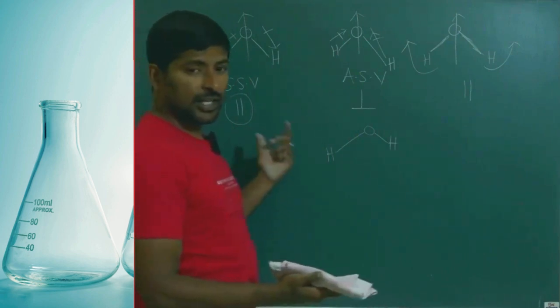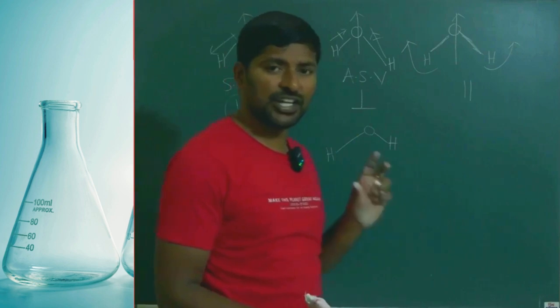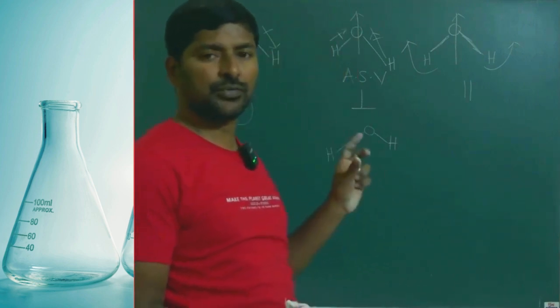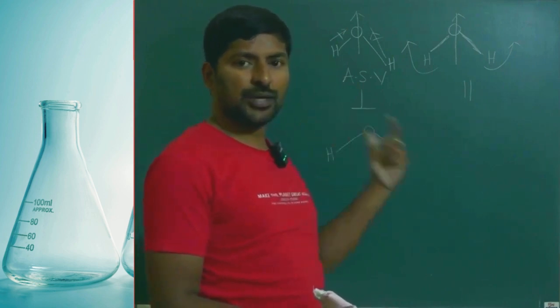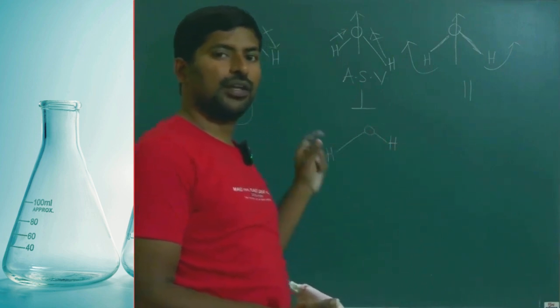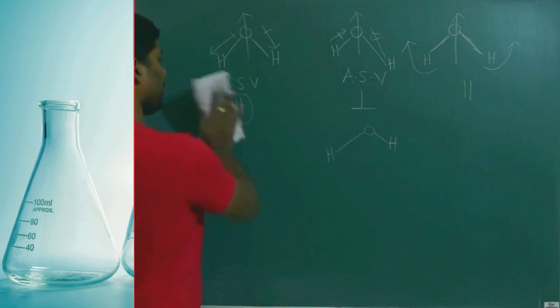So if we consider a linear molecule, the number of vibrational motions possible is 3n minus 5. Out of 3n minus 5, n minus 1 are stretching, the remaining are bending. For a non-linear molecule, 3n minus 6, again n minus 1 are stretching, the remaining are bending vibrations.